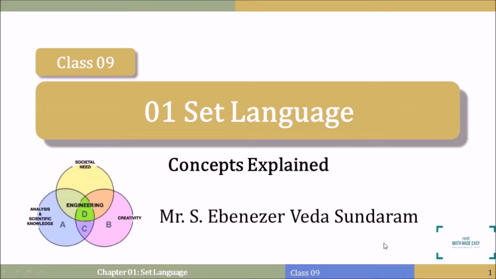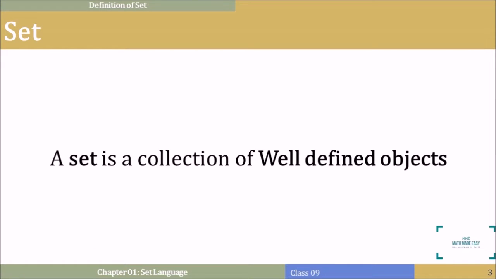So to summarize, what we have learned in the last video is that a set is a collection of well-defined objects. To add some more things, we will give the definition of set as: a set is a collection of well-defined distinct objects. Why did I add this word distinct? Because you can't have repetitions inside a set.